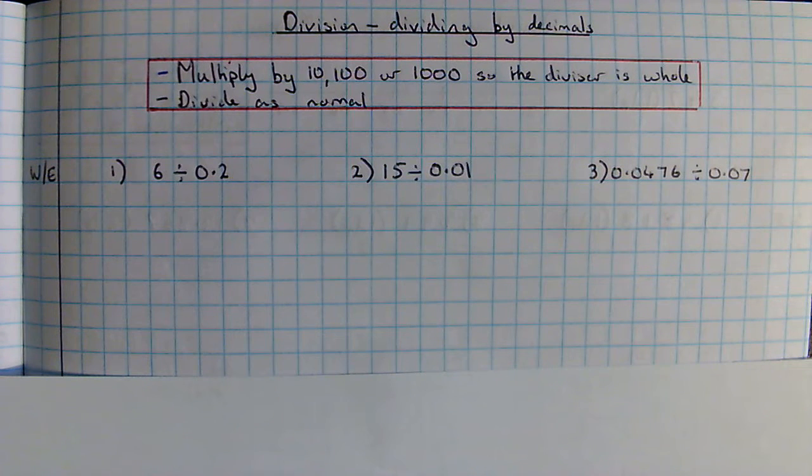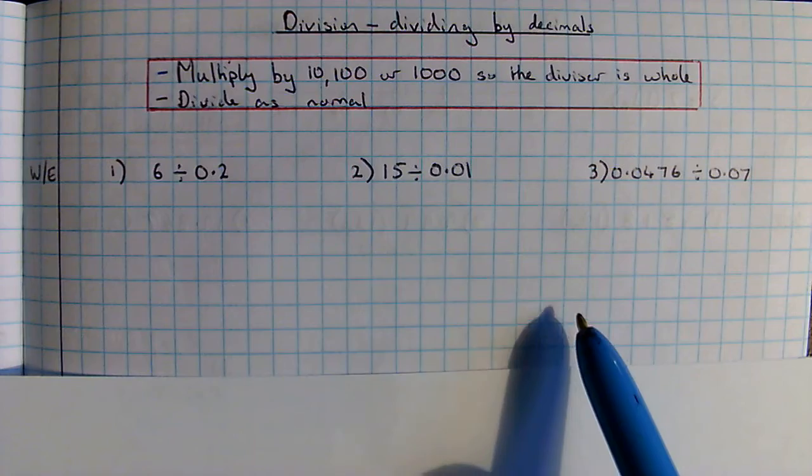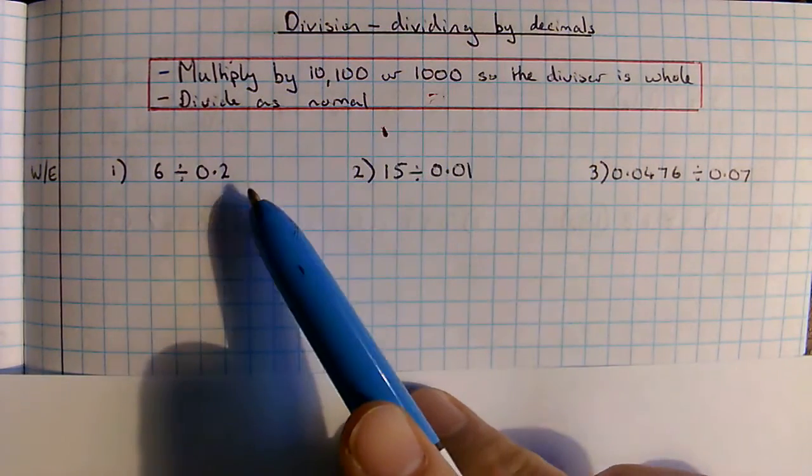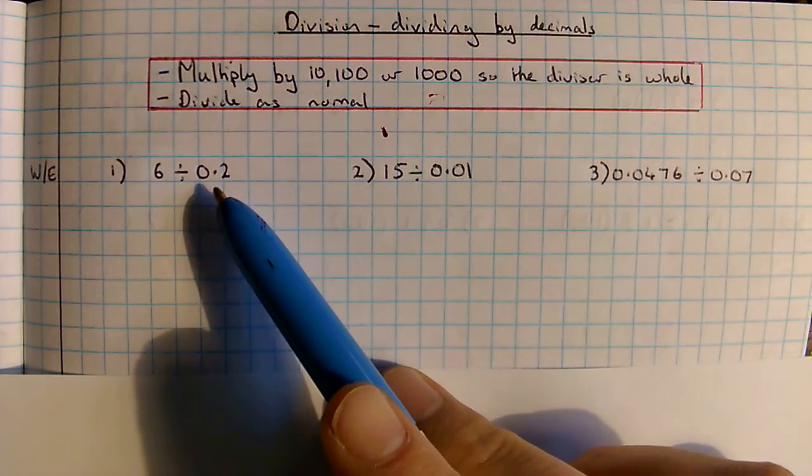Still looking at that first unit of calculations for the GCSE course, and this is looking at dividing by decimals, and it can be either dividing a decimal by a decimal or dividing a whole number by a decimal. And the way that we do this is we make sure that we multiply by 10, 100 or 1000 to make the divisor into a whole number.